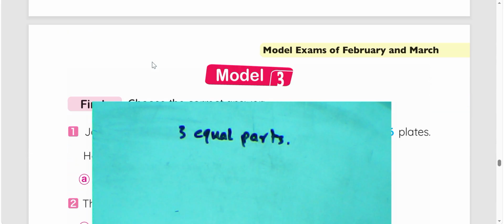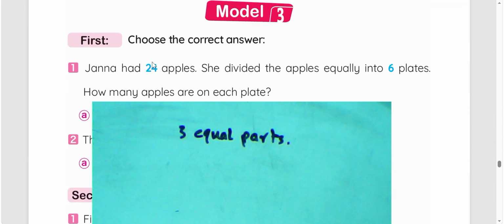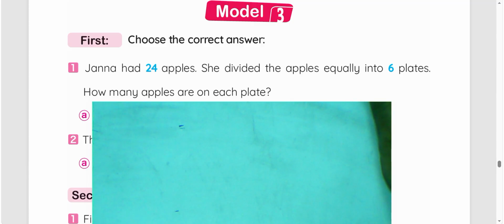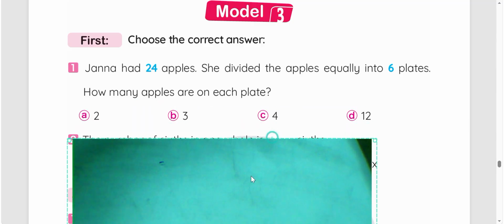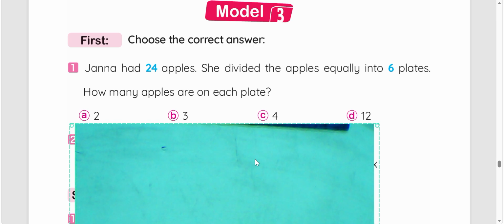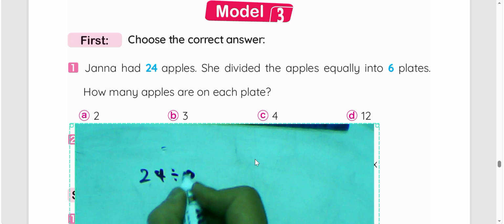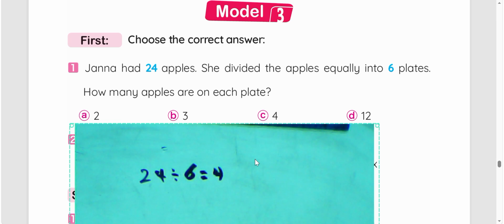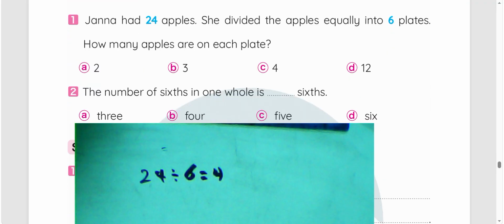Next model. Anna has 24 apples. She divided the apples equally into 6 plates. How many apples are on each plate? We can divide 24 by 6. 24 divided by 6 equals 4. Then there are 4 apples on each plate. Choose letter C.